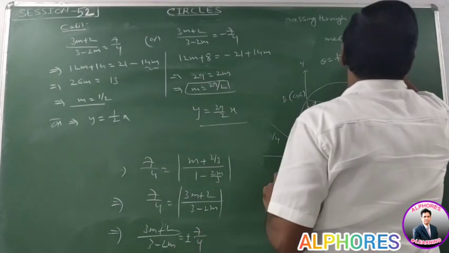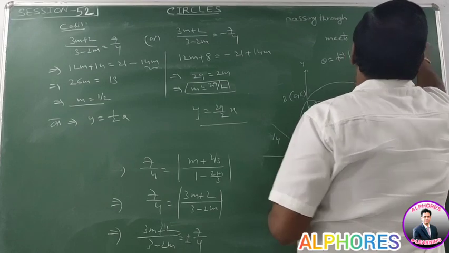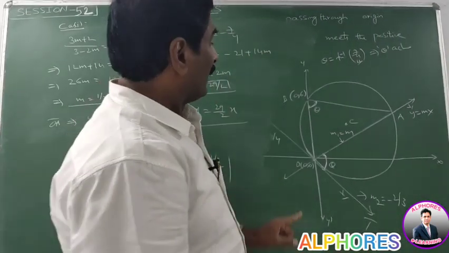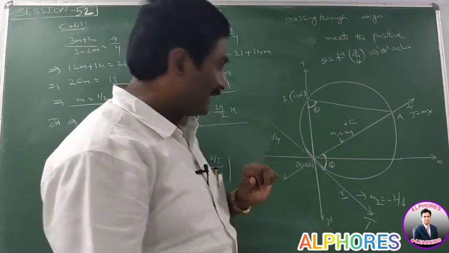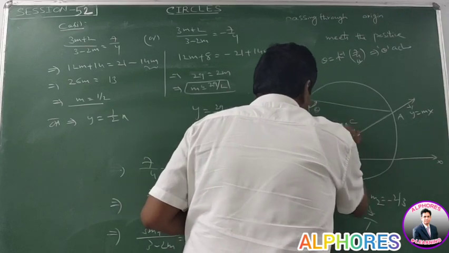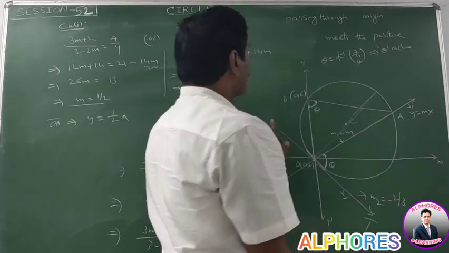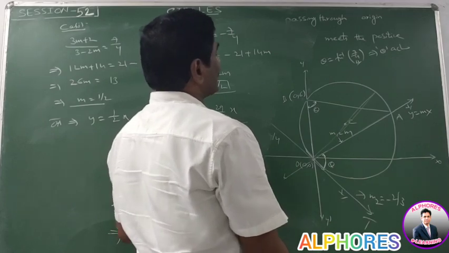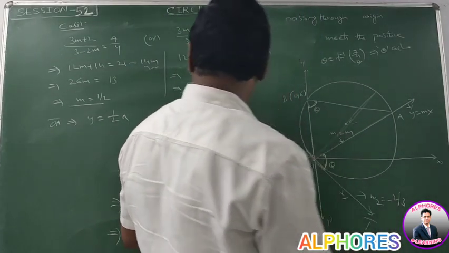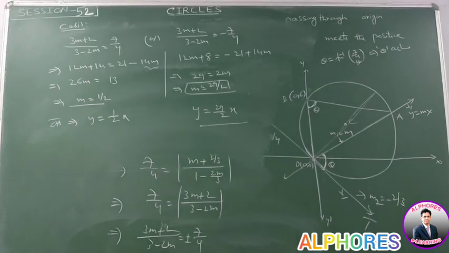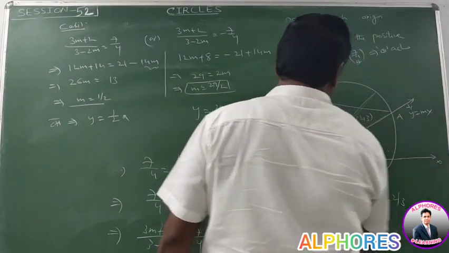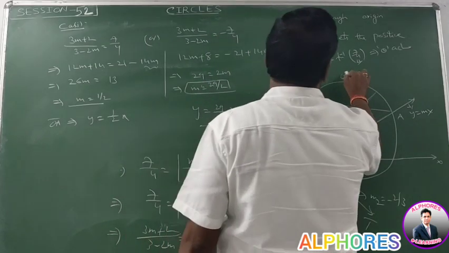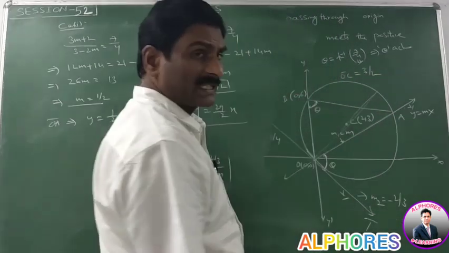That means it is an acute angle. This angle is an acute angle. The angle in the major segment is acute. The angle in the minor segment is obtuse. Okay. That means, please observe this point. This is the diameter OC. The slope of OC is nothing but, what is the center of the circle? The center of the circle is (2, 3). Slope of OC is equal to 3 by 2.